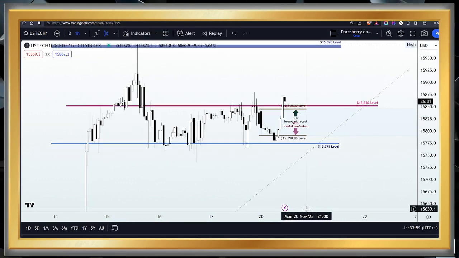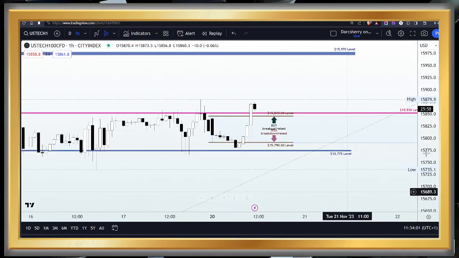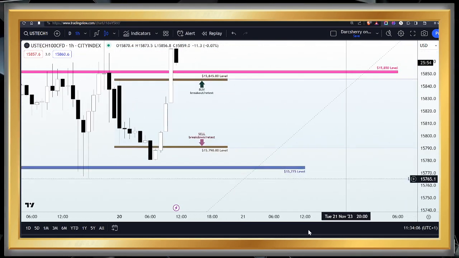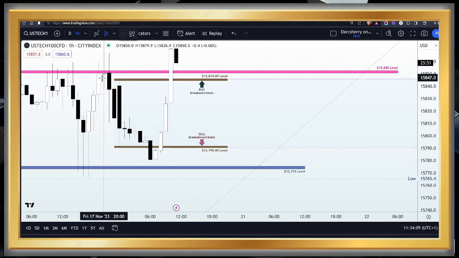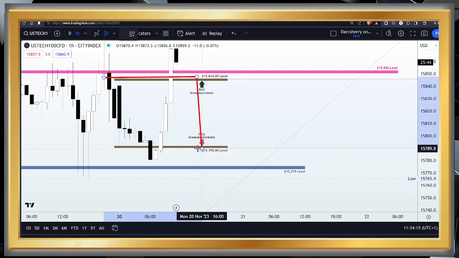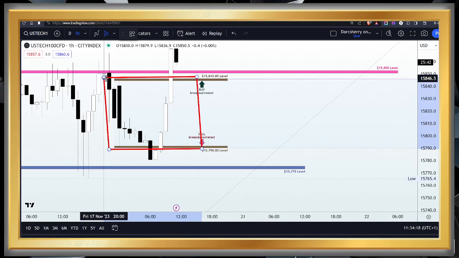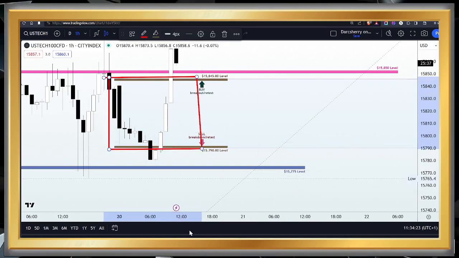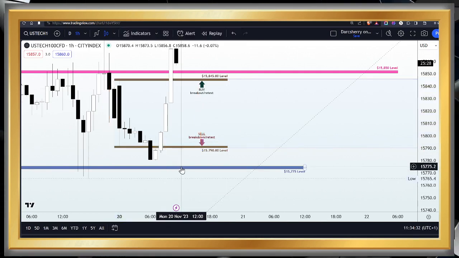Okay, and then since the beginning of this week, I have noticed how price was within a wide range, that is between the 15,845 level, that was where price started this week, and then the 15,790, though we had a little bit of a breakdown of that structure. But with this consolidation phase here, we want to see either the breakout of the resistance line or the breakdown of that support line we identified on the higher time frame for selling opportunities.